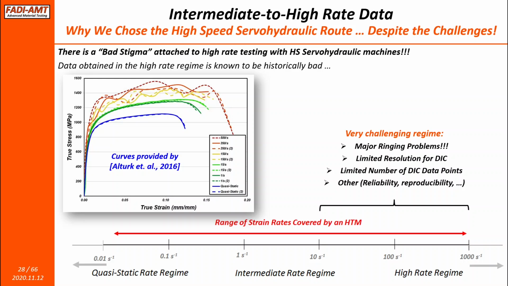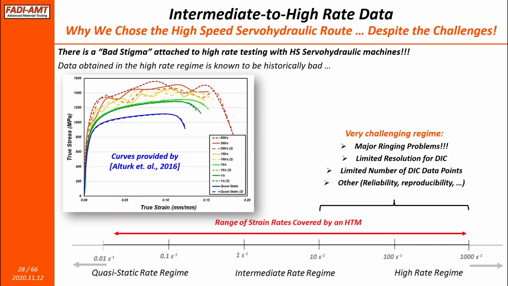We have ringing, a very big problem, very popular in the literature. You will almost see it in every publication about high-speed testing with servo-hydraulic machines. And ringing is basically what you see on the top left here in this diagram. The curves at high speeds are all basically wavy, and most of the time you really cannot get a clear image of what the stress strain response is. So that's ringing, a major problem. So we have to address it.